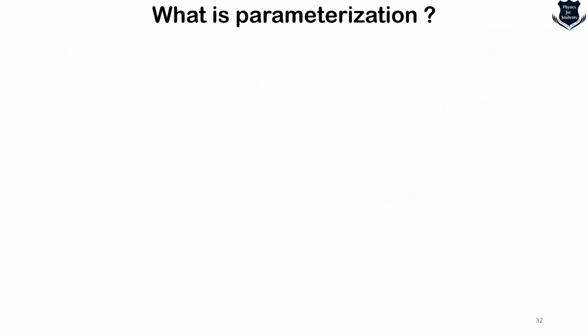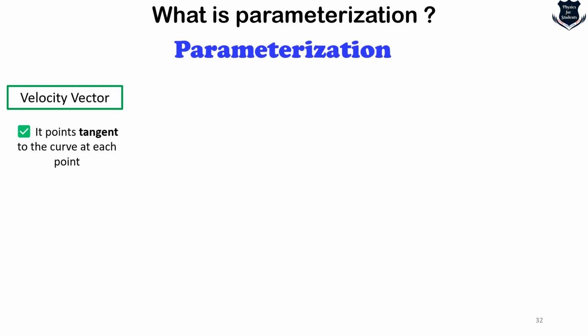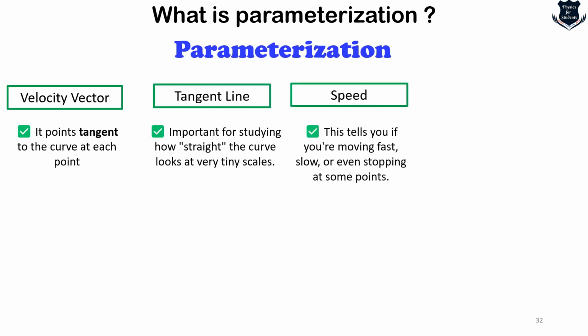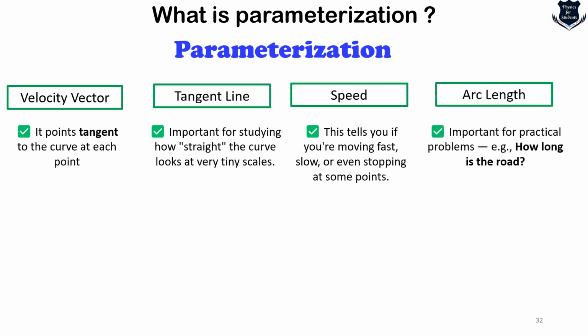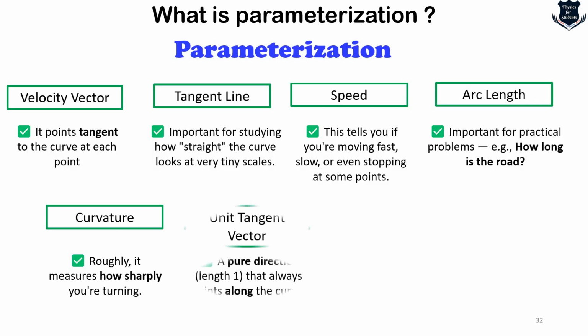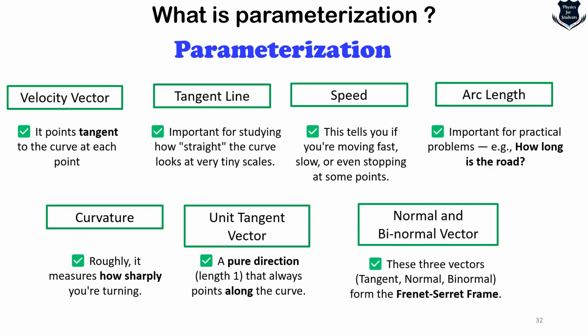Now, this parameterization leads to a lot of important consequences. For example, it leads to a velocity vector, which is the first derivative, pointing tangent to the curve at each point. We get a tangent line, which is important to study. We get speed, which tells you how you are moving or stopping at some points. You also calculate the arc length, which is how long the road is, very important and practical. You also need to know the curvature, that means how sharply you are bending. You need the tangent vector, whose length is 1, and the normal and binormal vectors, which come from what is called the Frenet-Serret frame.